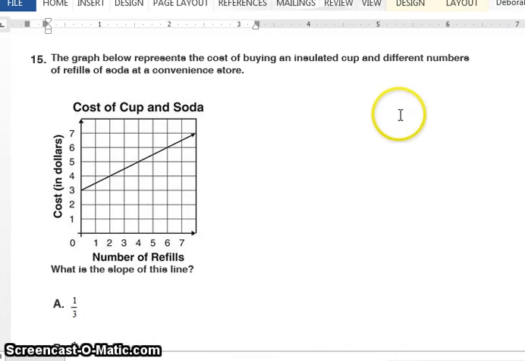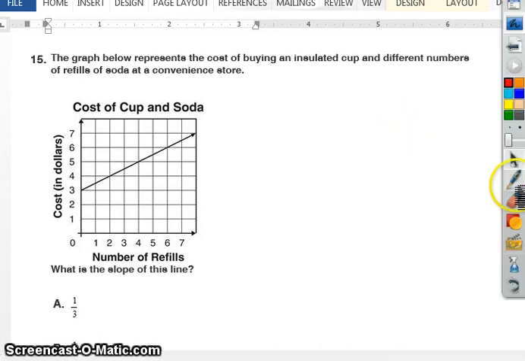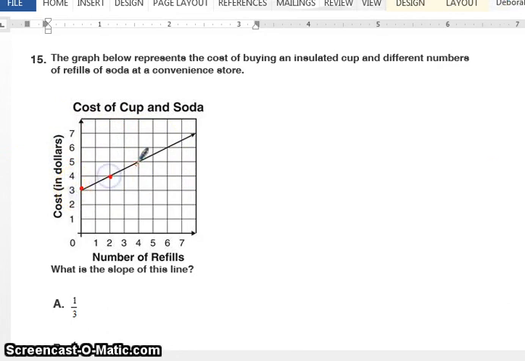We've got the graph below represents the cost of buying an insulated cup and different numbers of refills of soda at a convenience store. What is the slope of this line? So, looking for exact points. So, look here at the difference. From 3 to 4 is a difference of 1. And from 0 to 2 is a difference of 2. And that stays consistent all the way up. So rise 1, run 2, rise 1, run 2.